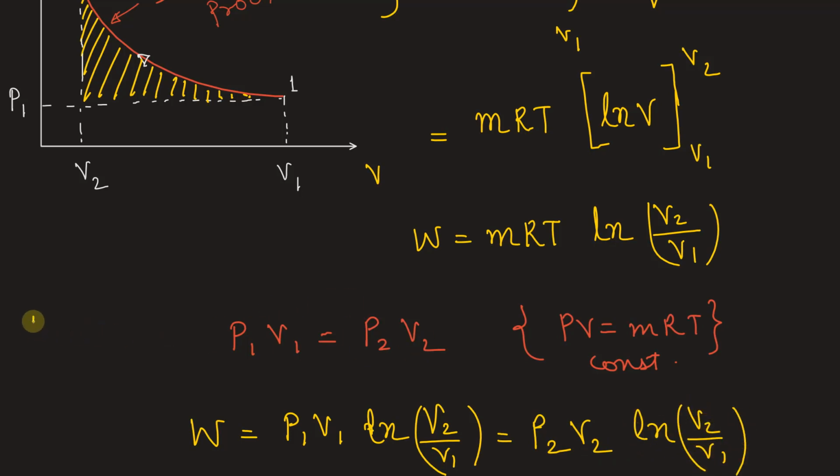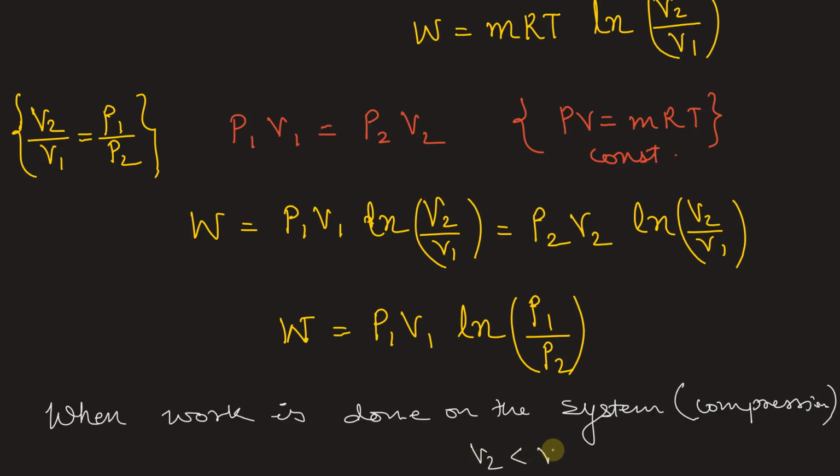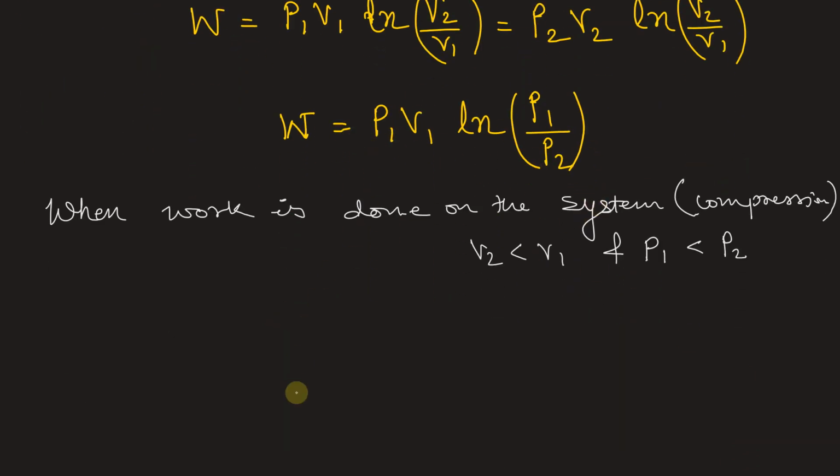From here we can also write V2 by V1 is equal to P1 by P2. Now if we replace V2 by V1 is equal to P1 by P2 in this equation, we can write W is equal to, that means work done will be P1 V1 into ln P1 by P2. Okay. Now we know that when work is done on the system, V2 is lesser than V1 and P1 is lesser than P2. Therefore, if work has to be positive, that means this whole quantity has to be negative.